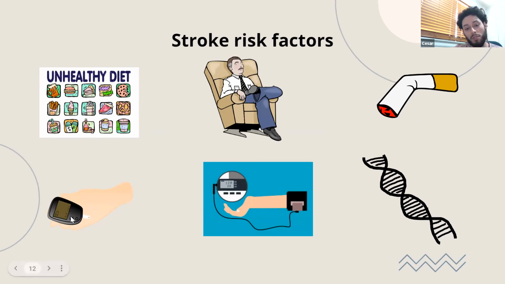So this is a blood glucose monitor. So diabetes is a risk factor. That's a blood pressure cuff. Hypertension, long chronic uncontrolled hypertension is a risk factor. And this one is a gene, so it represents a family history of stroke.